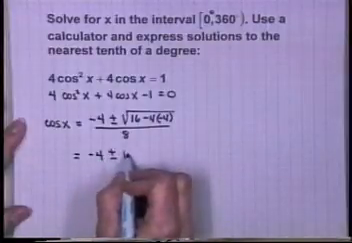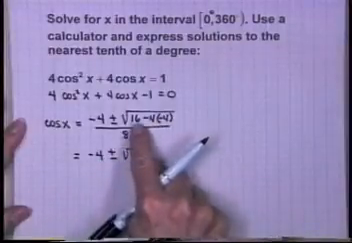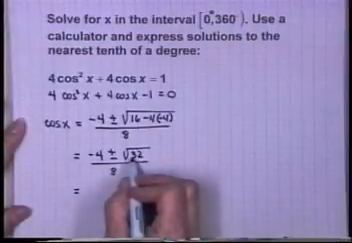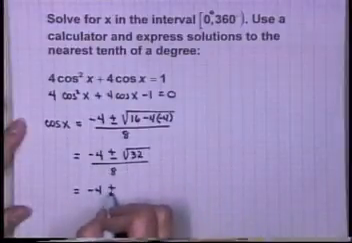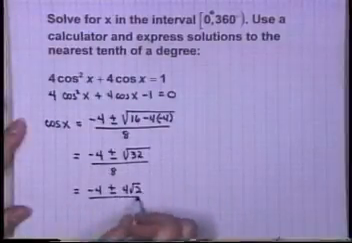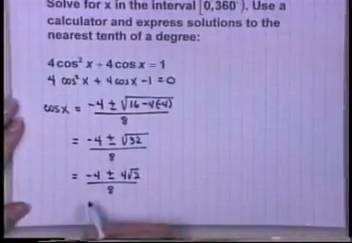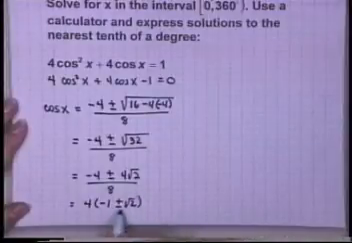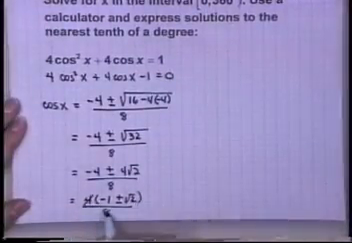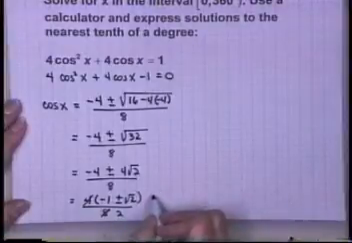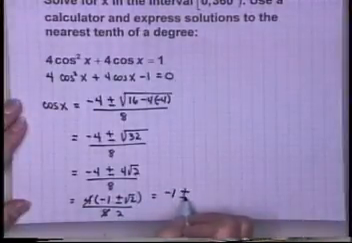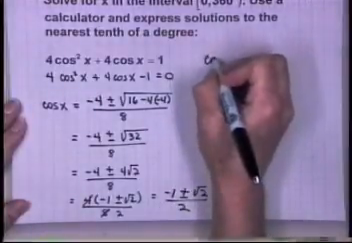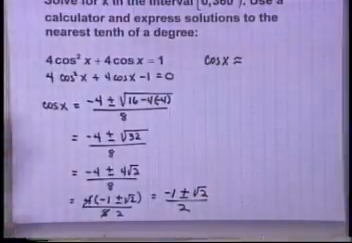-4 plus or minus, well, let's see what happens here. That's a +16, plus 16 is 32. And since that's 16 times 2, I can simplify that as 4 square root 2. Then I can factor a 4 out of the numerator and cancel. So I have here -1 plus or minus the square root of 2 all divided by 2. Let me come up here and we're going to go to our calculator.